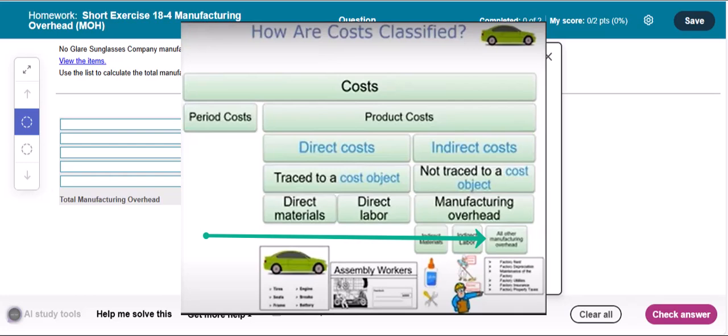Let's say you have the factory insurance. You cannot directly tie an insurance bill to see how much of the insurance was attributed to making a certain car. Also, some costs might be able to be specifically tied directly to a car, like glue, but the cost to figure out how many drops were used for a certain car is just not economically feasible. So we would consider that an indirect cost called manufacturing overhead instead of a direct material. So back to the problem.